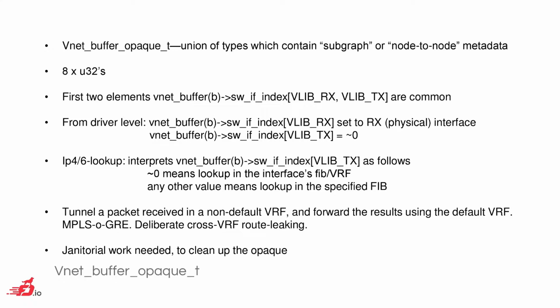So again, I've sort of spoiled this slide a little bit. In the vnet_buffer_opaque_t, in the opaque union that's used all over the place, the first two elements are always the receive and transmit software IF indices. The transmit software IF index, if you look in the device driver, in vnet devices node.c, you'll see the TX slot always set to ~0. That means don't know yet, because you haven't done a lookup, you haven't decided what interface you're pitching the thing out.